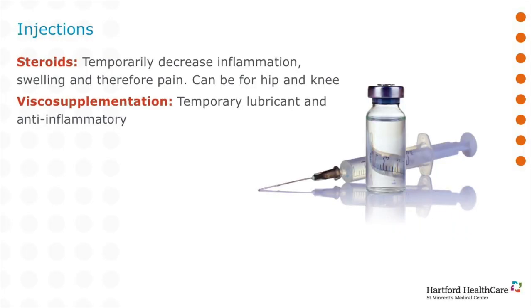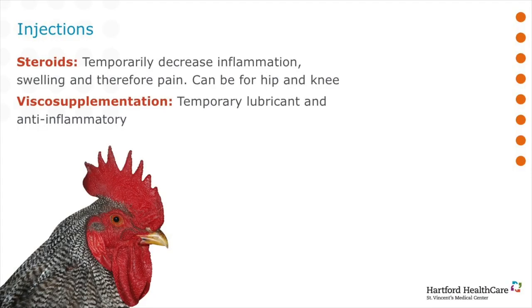If medications, physical activity modification, and physical therapy are not helpful, we may recommend injectables. These include steroids, which are anti-inflammatory medicines that temporarily decrease inflammation and swelling and can be used on both the hip and the knee. Many of my patients ask me about the chicken comb gel, and this is viscosupplementation. The classic one is made from biological sources, including chicken or rooster combs, and it is a medication that is injected to help lubricate the knee joint and decrease inflammation.